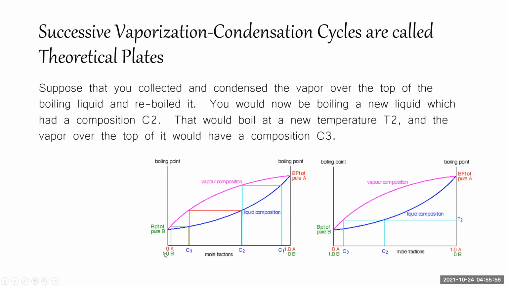Eventually, you're going to be pretty close to pure B, or whatever the lower boiling component is. In our case, it would be cyclohexane. So you could do successive simple distillations and eventually lead to pure cyclohexane. But that would be a very time-consuming process. And so we want that essentially to happen all in one distillation, as opposed to a series of different distillations.